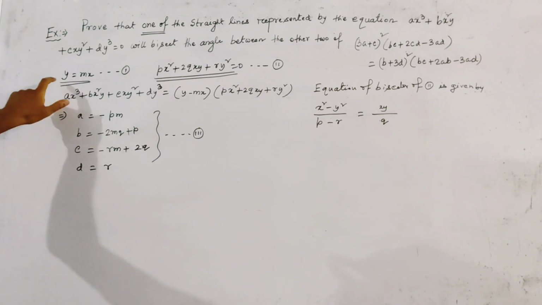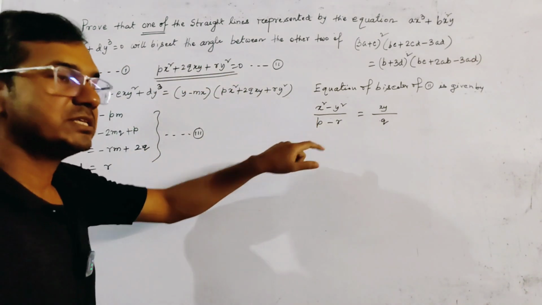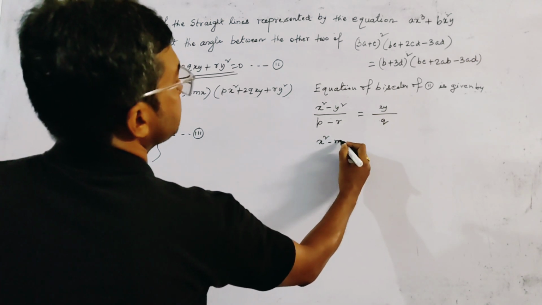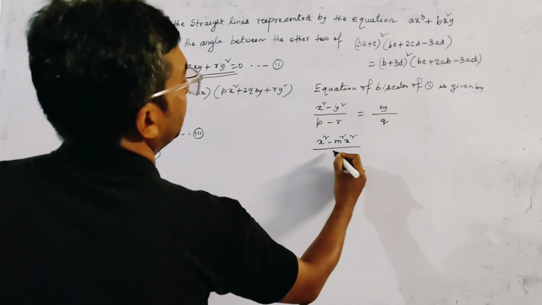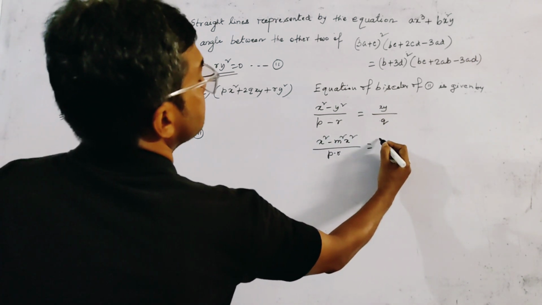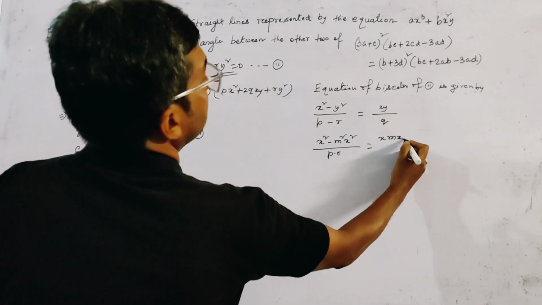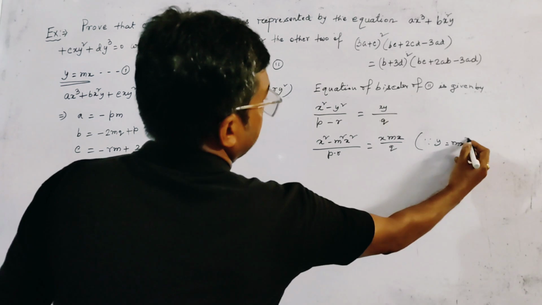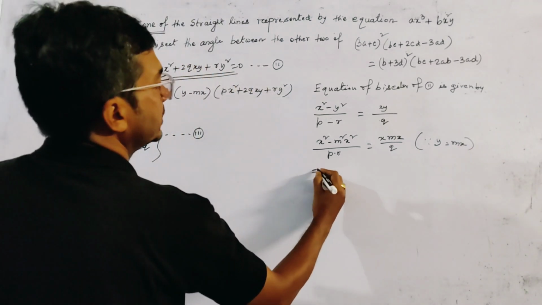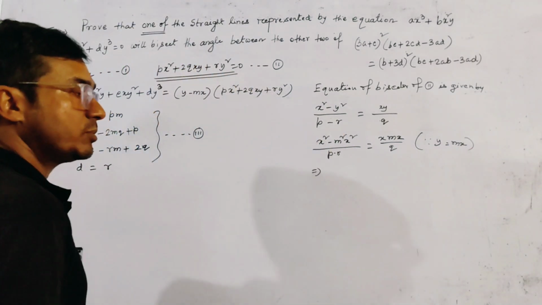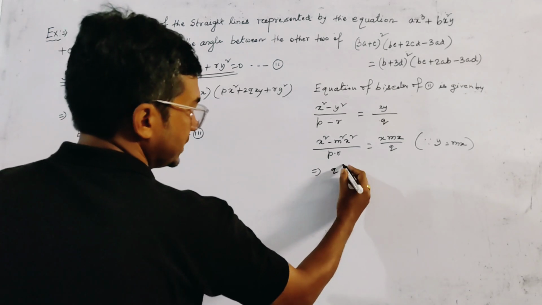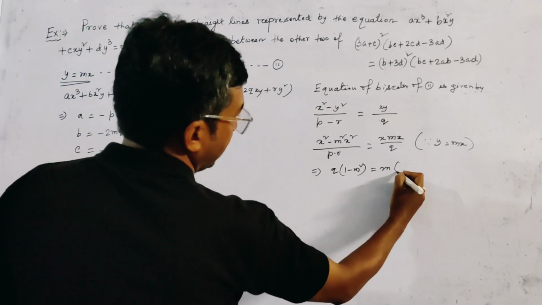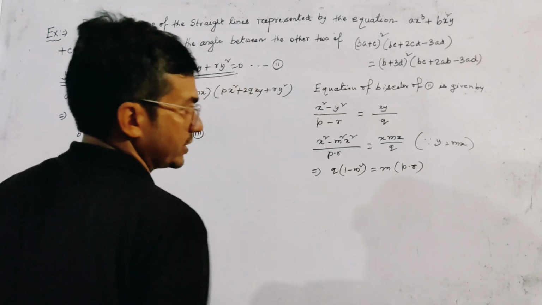we can put y equals mx in this relation and get x square minus m square x square by p minus r equals x into mx by q, since y equals mx. By cancelling x square from both sides, we get q into (1 minus m square) equals m into (p minus r).